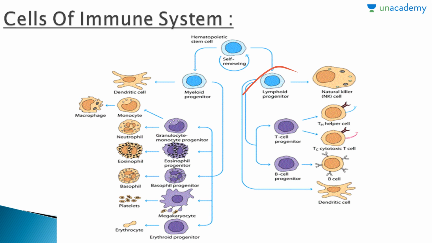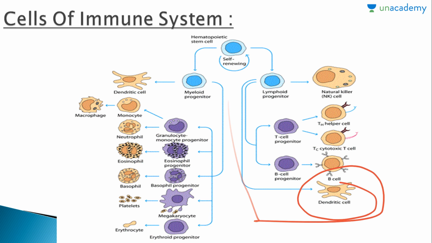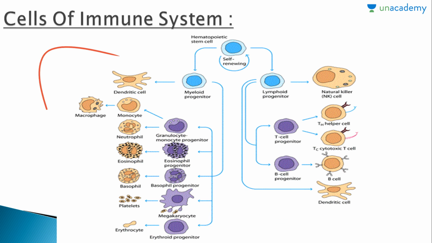Now the lymphoid lineage. The lymphoid progenitor cell can be converted into the natural killer cells, that is NK cells, or it can be transformed into the T cell progenitor cell, which can transform into T helper cells or T cytotoxic cells. Other than that, the lymphoid progenitor cell can be transformed into the B cell progenitor, which will form the B cells, that is B lymphocytes, or the lymphoid progenitor cell can directly form the dendritic cell. I hope you understand that.